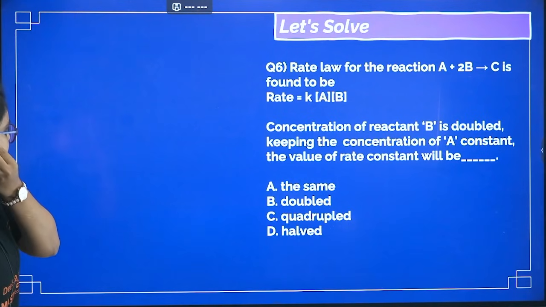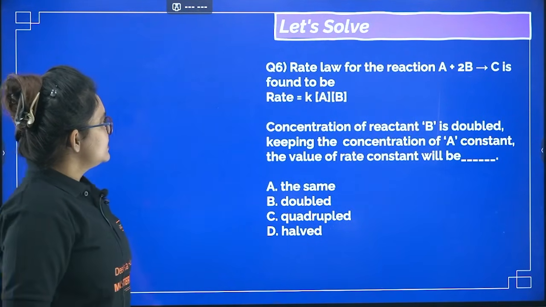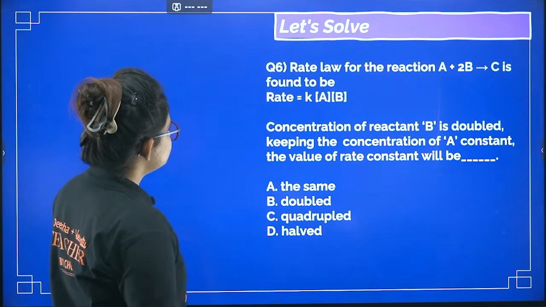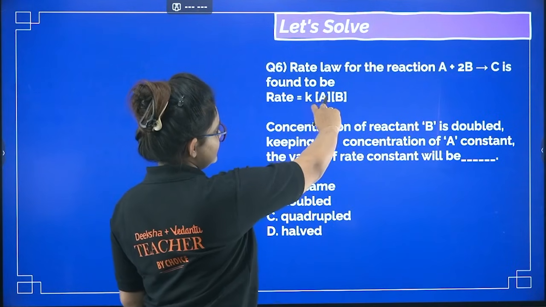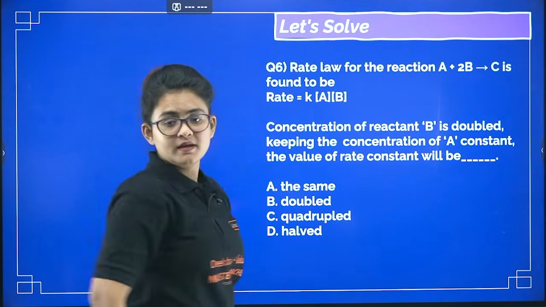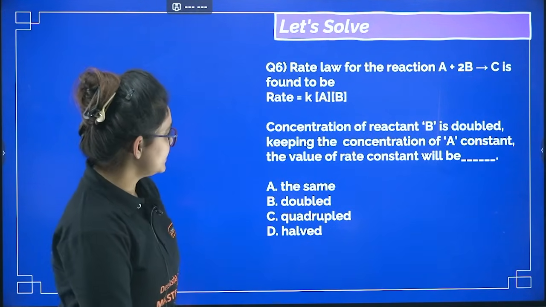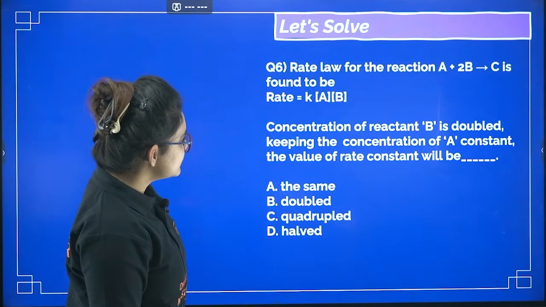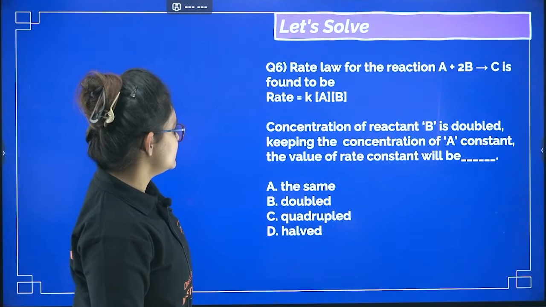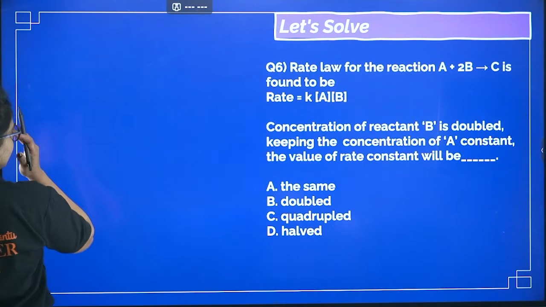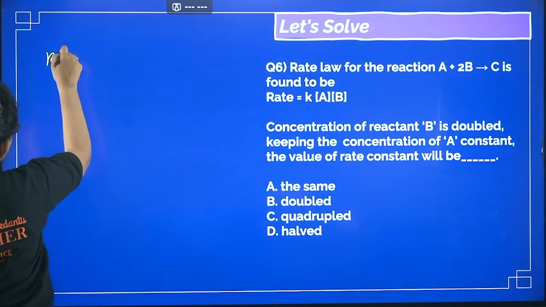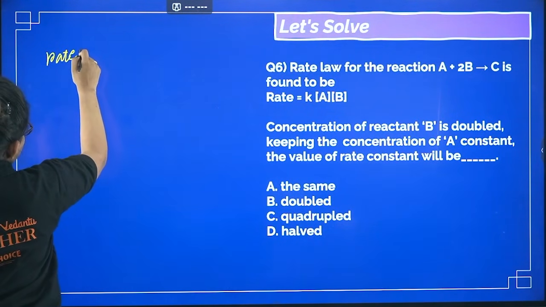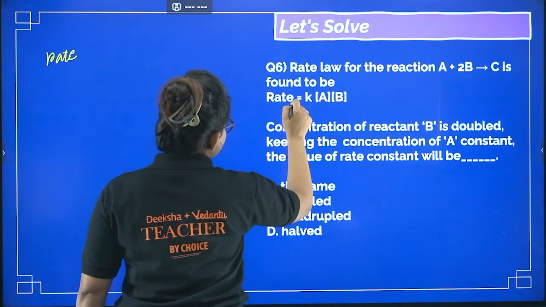Okay, this is something to be solved. A rate law for the reaction is given like that. You can see the stoichiometry did not come, right? So it is an experimental fact. Now the concentration of B is doubled, keeping the concentration of A constant. Here you can see this is my normal rate. Let it be rate 1.